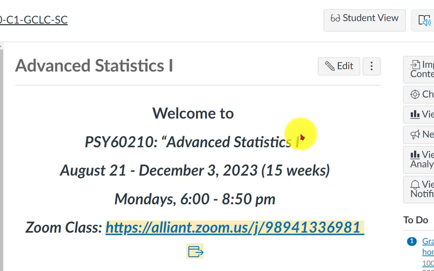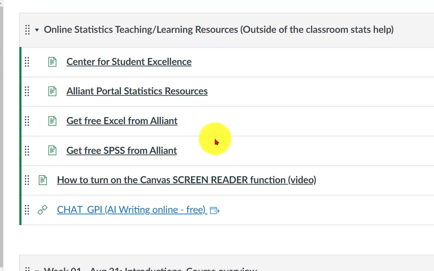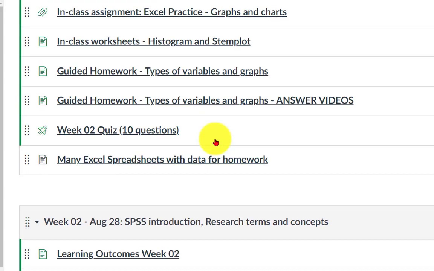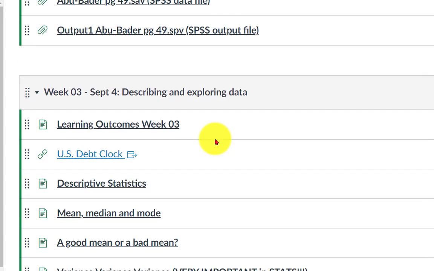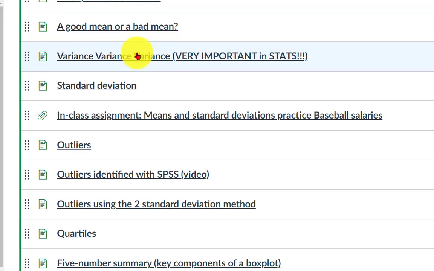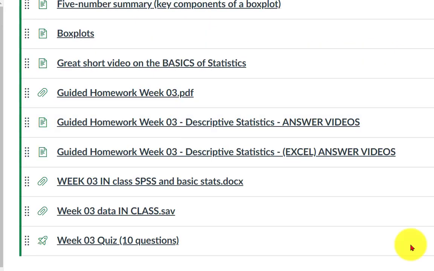And here's our Canvas. And then on the side over here that you can't see, I'm going to Modules. And we're going down to week 3. That's the one where we're not meeting officially. So that's here, and you're going to go down here. And this is what this video will be about. It'll be about this one right here.